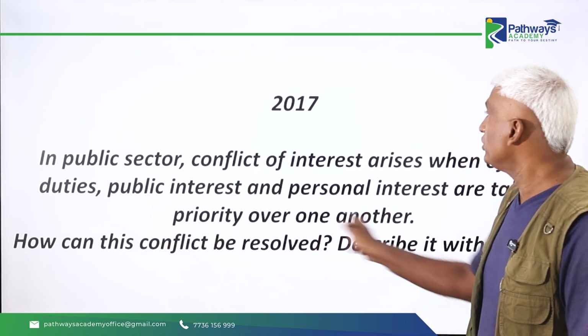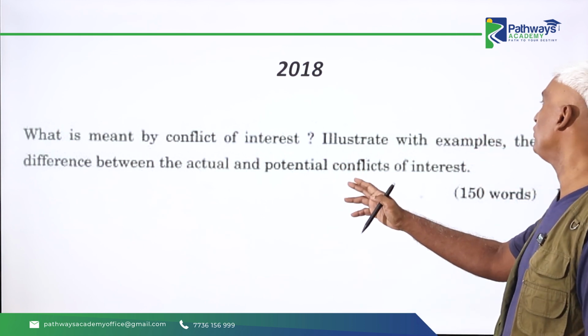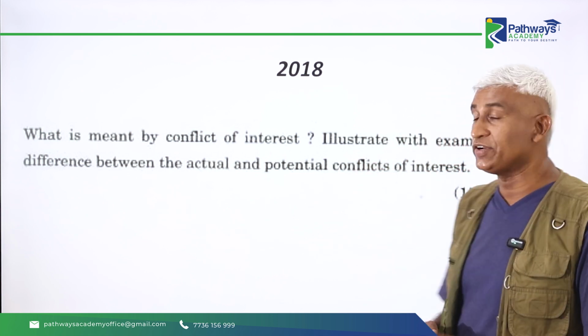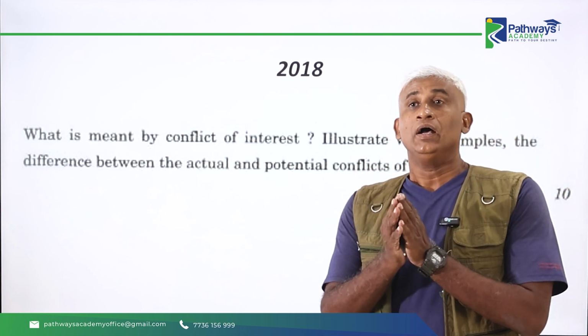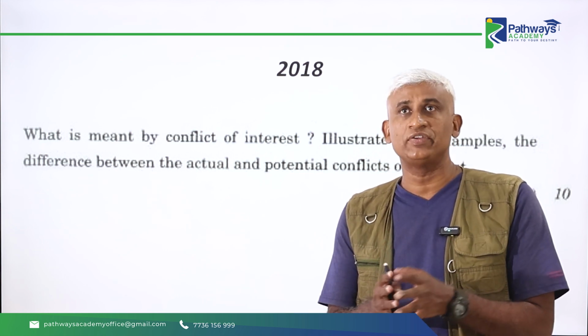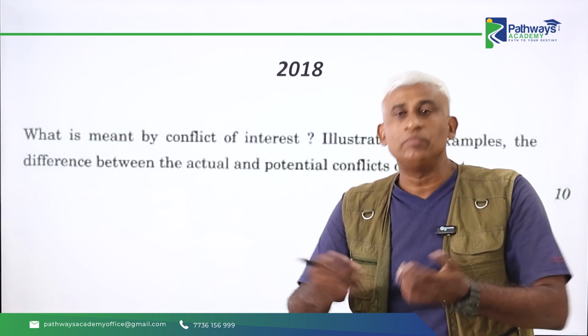That's obvious. So this is an example that I just thought of, but you could come up with your own examples. Moving on to the next question. I will just read it out for you. What is meant by conflict of interest? Illustrate with examples the difference between actual and potential conflict of interest. As I told you earlier, sometimes there need not be any conflict of interest. It's just an illusion of, or a possible, conflict of interest.